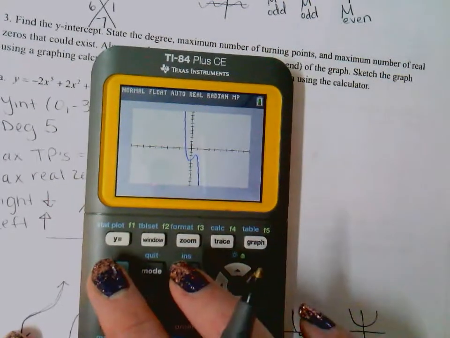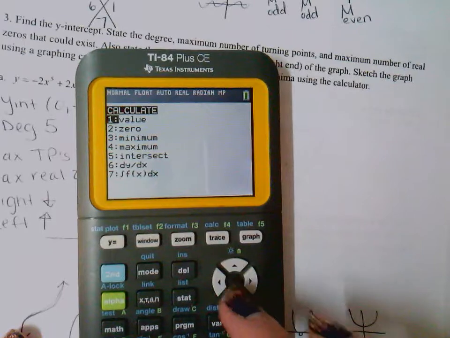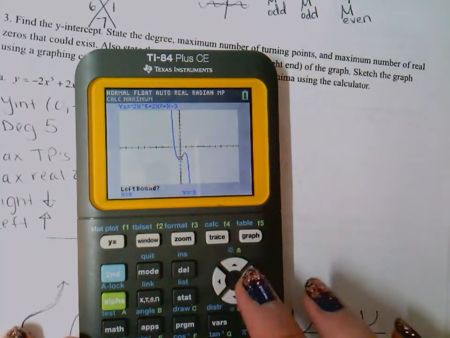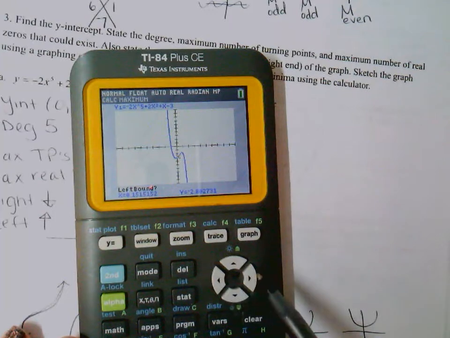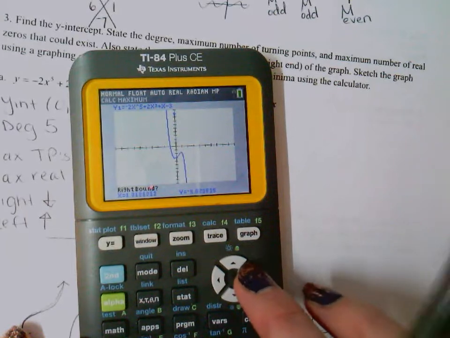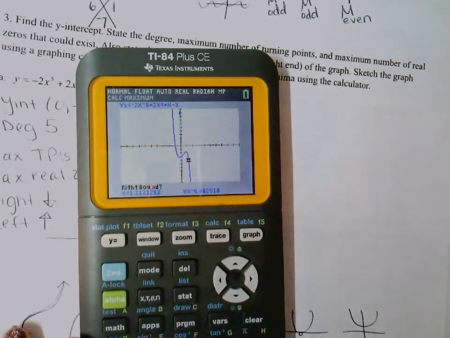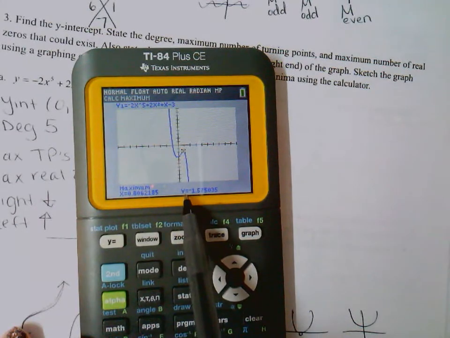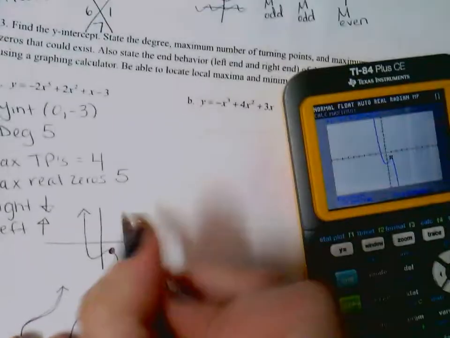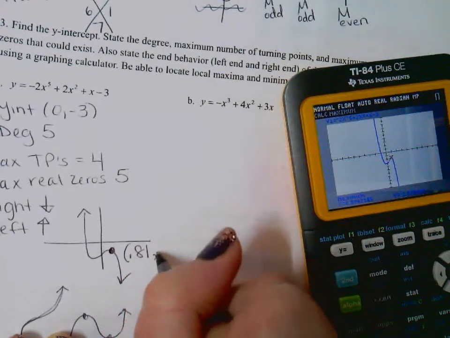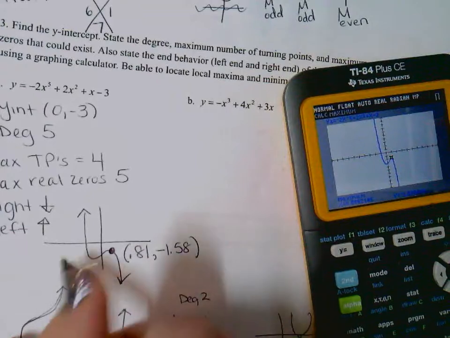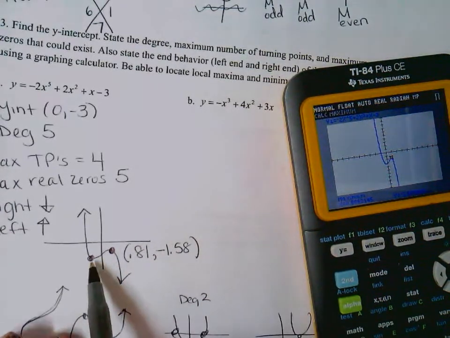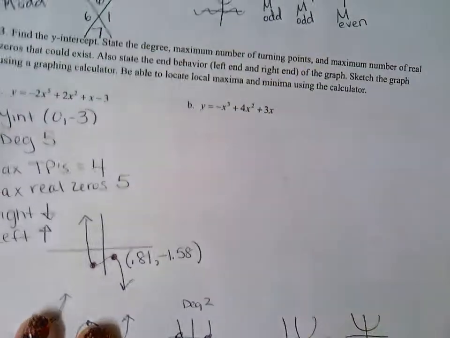So you go to second trace, which is the calculate key, maximum, which is choice 4. You move your cursor using the arrow keys to the left of that maximum and hit enter. Use the arrow key to go beyond the maximum on the right side and hit enter, and go back to the top and hit enter. So the maximum is at 0.81, comma, -1.58. And if you had wanted to locate this turning point, you could just go second, calculate, minimum, and do the same thing.